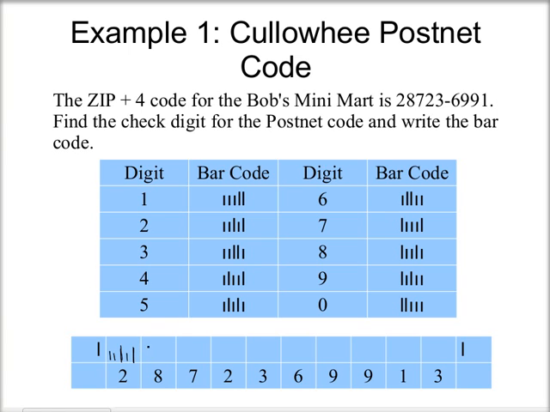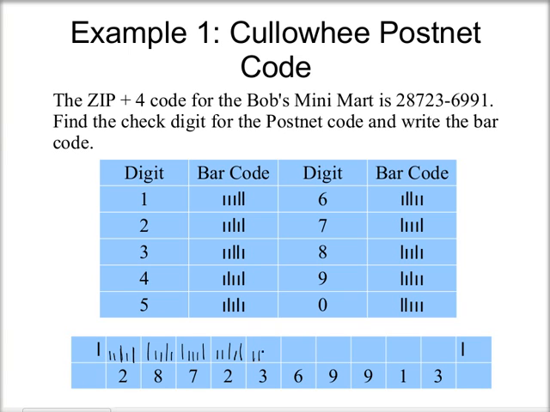So for 2, I'm going to have 2 short bars, a long bar, a short bar, and another long bar. For 8, I'll have long, short, short, long, short. 7 will be a long bar, 3 short bars, and then another long bar. 2, I just have to recopy what I already did: 2 short bars, a long bar, a short bar, and another long bar.